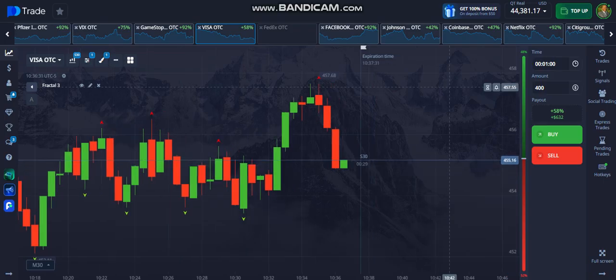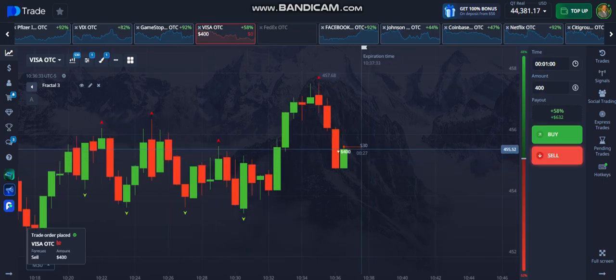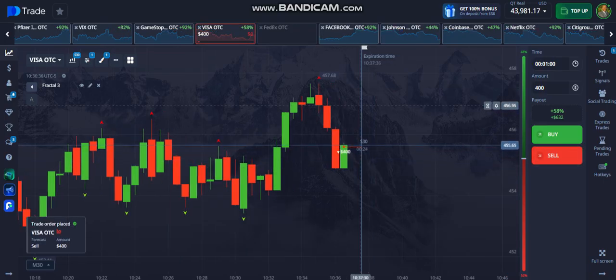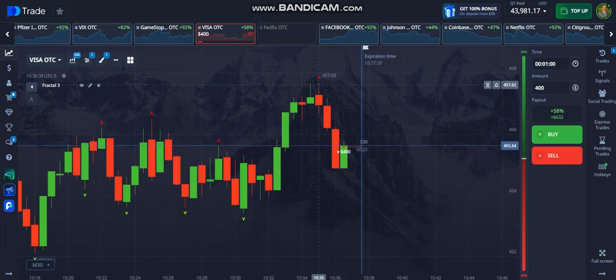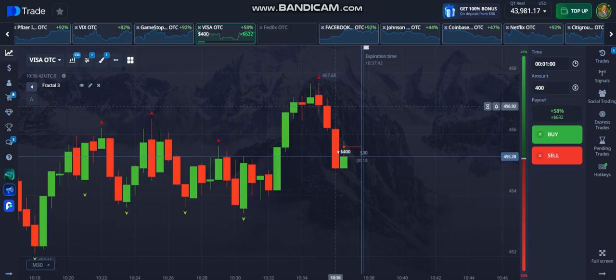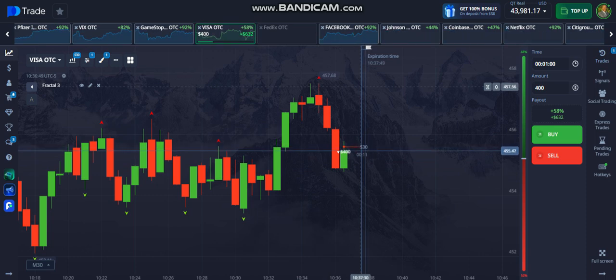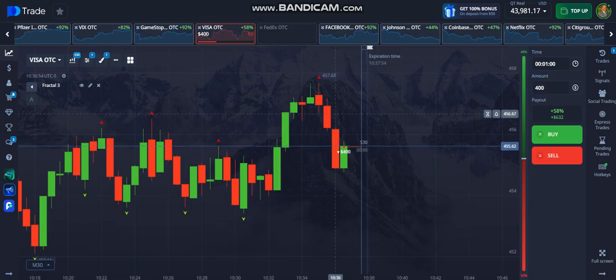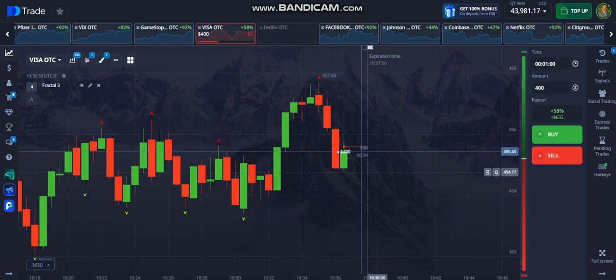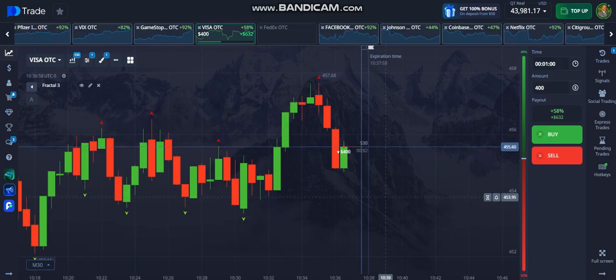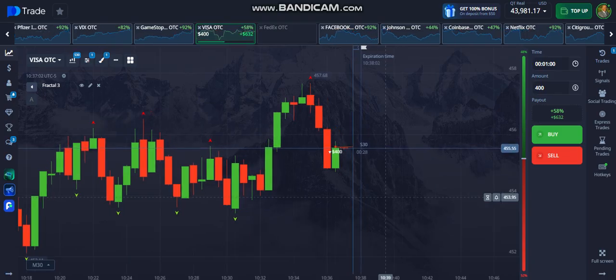Okay, so there we go. All right, so I just took a sell trade on the Visa OTC stock, and the reason why I took it, soon as I saw the fractal print, the red fractal, I took a sell trade or a put trade in the direction of the trend here. We see some bearish candles. So let's monitor this trade and wait for the expiry.